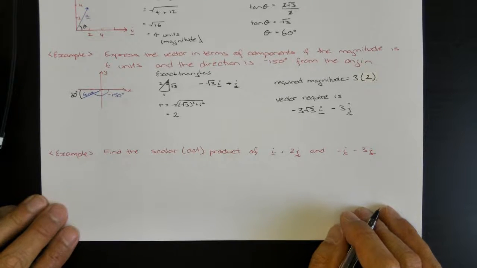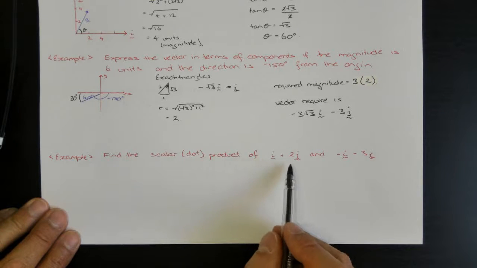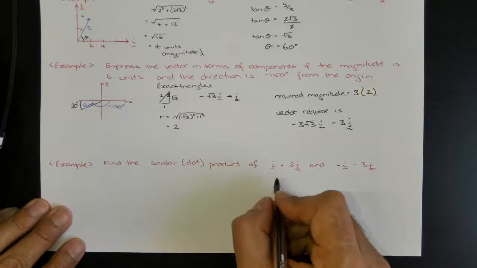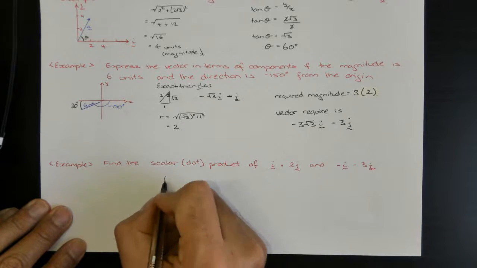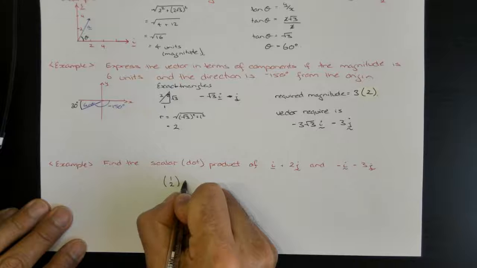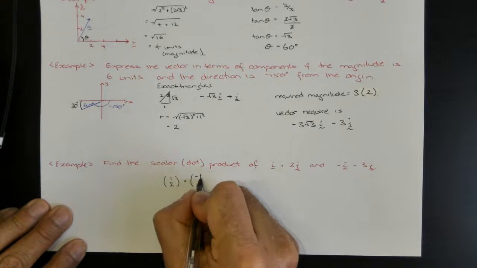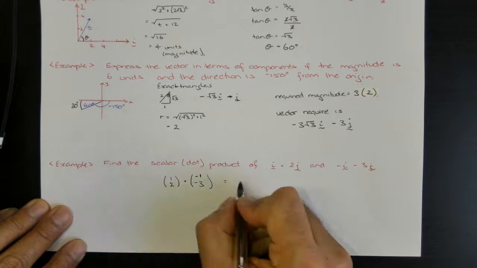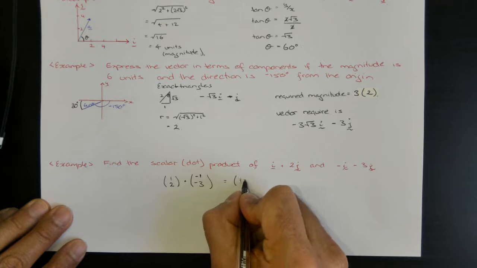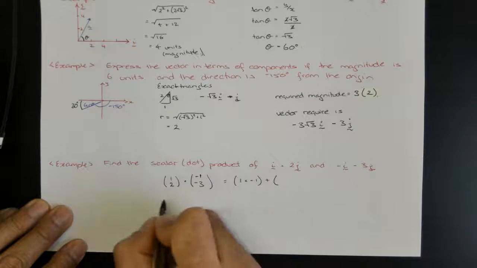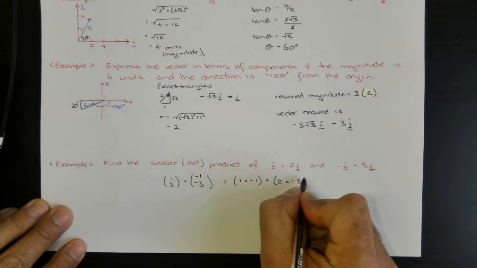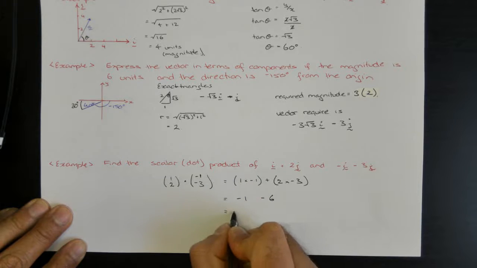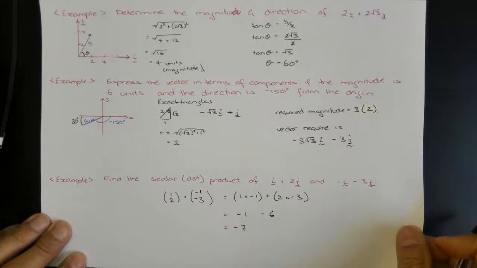Okay. We want to find the scalar dot product if we have i plus 2j and negative i minus 3j. I can write that in column form. So I've got 1, 2, and I'm going to do minus 1, minus 3. So the scalar product is multiplying the i components first and adding that to the product of the j components. So that's negative 1 minus 6. So our scalar dot product is negative 7.